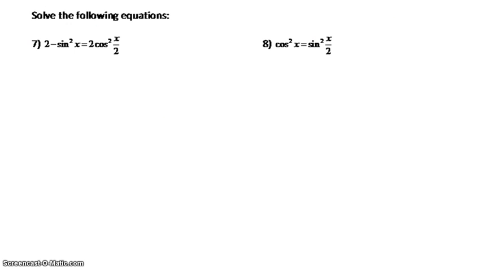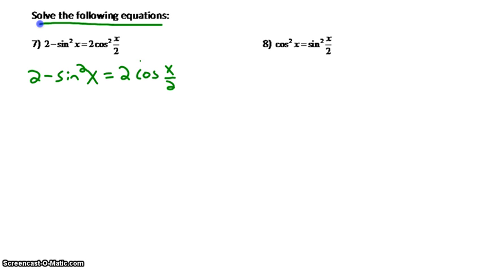These last two examples from this section 5.5 are solving the following equations using our half-angle identities. So starting with 7, we see that we have 2 negative sine squared x equals 2 cosine squared of x over 2. Now, the cosine squared of x over 2 we could rewrite as cosine x over 2, all squared. That means the same thing if you recollect from earlier lessons.